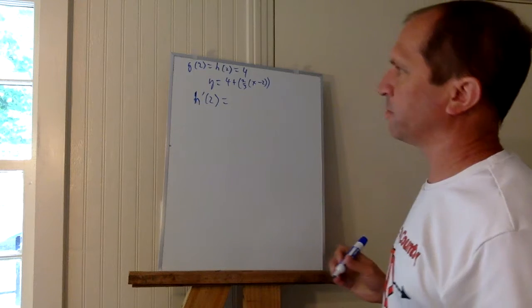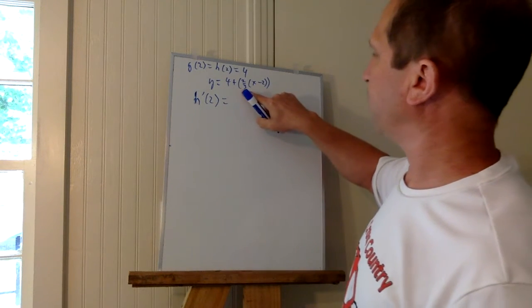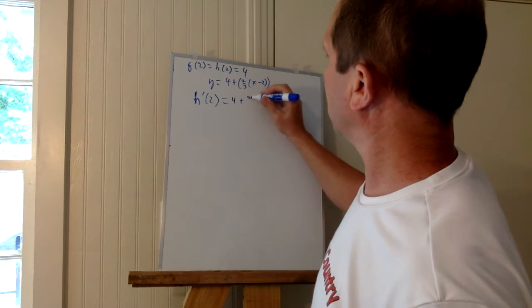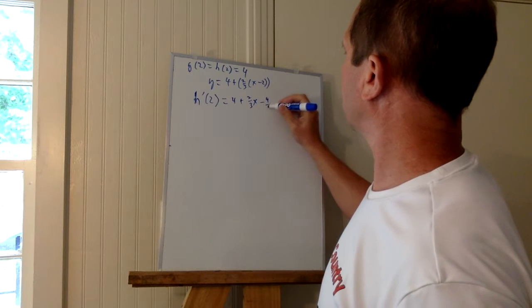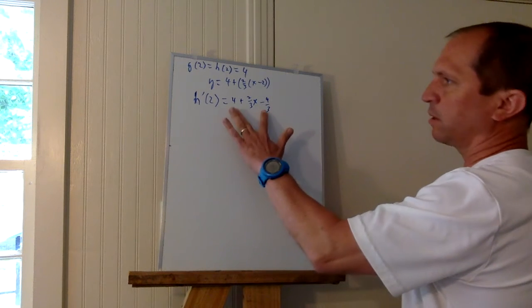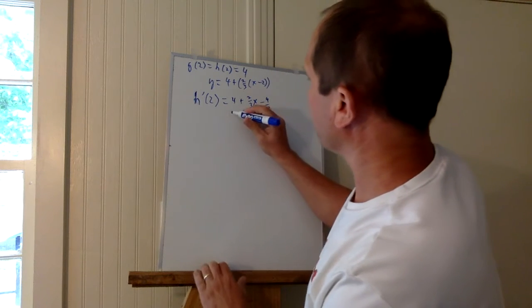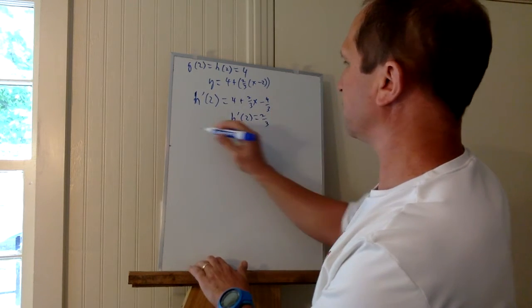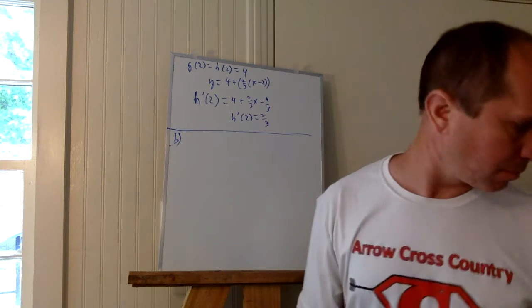So h prime of 2 would equal the slope of this tangent line. If you distribute this out, you have 4 plus 2/3 x minus 4/3, but these two numbers are not important. The slope comes from that point right there. So h prime of 2 is 2/3. Okay, on to part B.